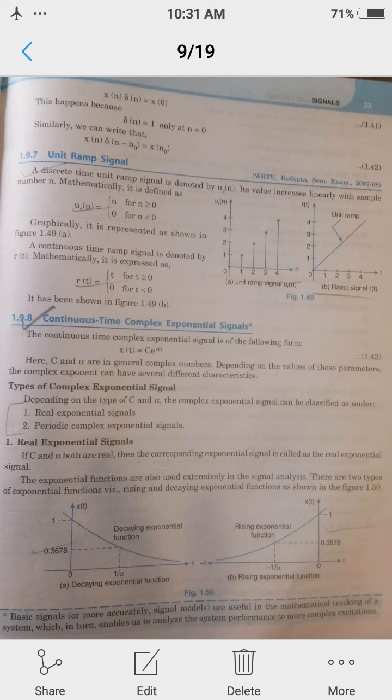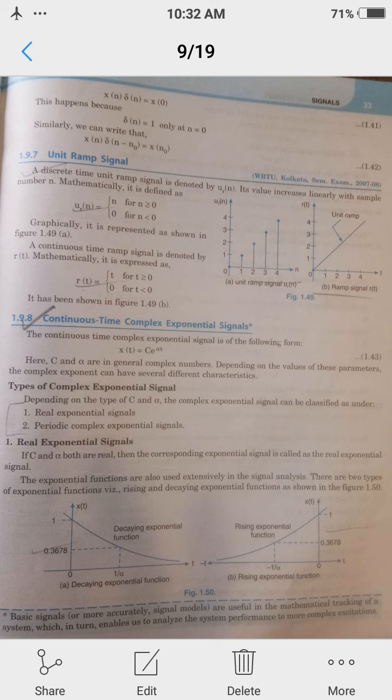नाउ अब इन पैरामीटर्स पर डिपेंड करते हुए डिफरेंट टाइप्स ऑफ कॉम्प्लेक्स एक्सपोनेंशियल सिग्नल को हम कैटेगराइज कर सकते हैं. फर्स्ट इज़ द रियल एक्सपोनेंशियल सिग्नल, अनदर इज़ द पीरियोडिक कॉम्प्लेक्स एक्सपोनेंशियल सिग्नल. इन पीरियोडिक कॉम्प्लेक्स एक्सपोनेंशियल सिग्नल को आगे हम फर्दर और देखेंगे. इसमें और डिस्क्रीट टाइप एक्सपोनेंशियल सिग्नल भी है. सो लेट अस सी व्हाट आर रियल एक्सपोनेंशियल सिग्नल.